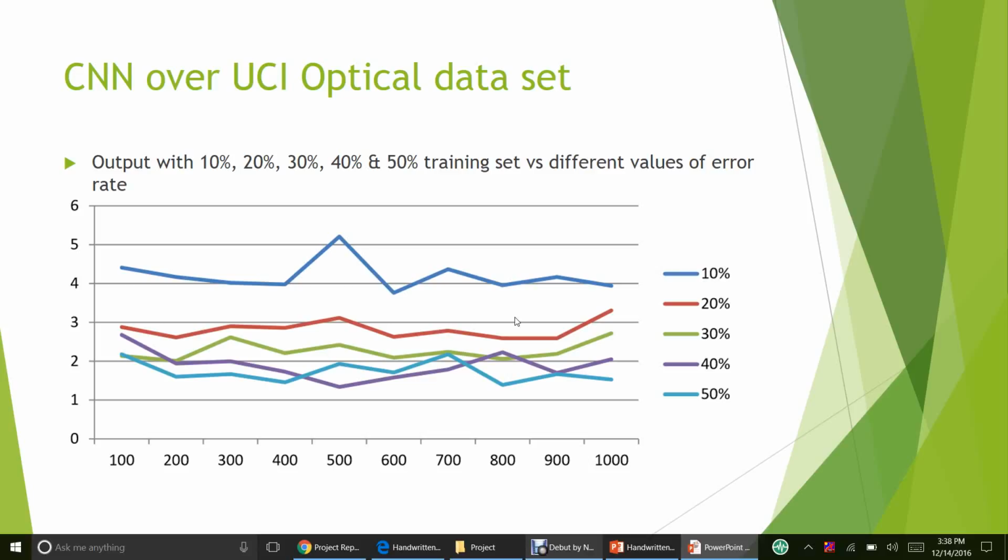This is an example of the output on the UCI optical dataset, where we used 10%, 20%, 30%, 40%, and 50% of the training set, versus the different values of error rate. As you can see, for the 10% training set, there is a 4% to 6% error rate change, with a range of 100 to 1000 nodes spawned. But as you keep increasing the training set, the error rate drops to almost near 1, which is very low. And as the nodes increase, the accuracy also increases.